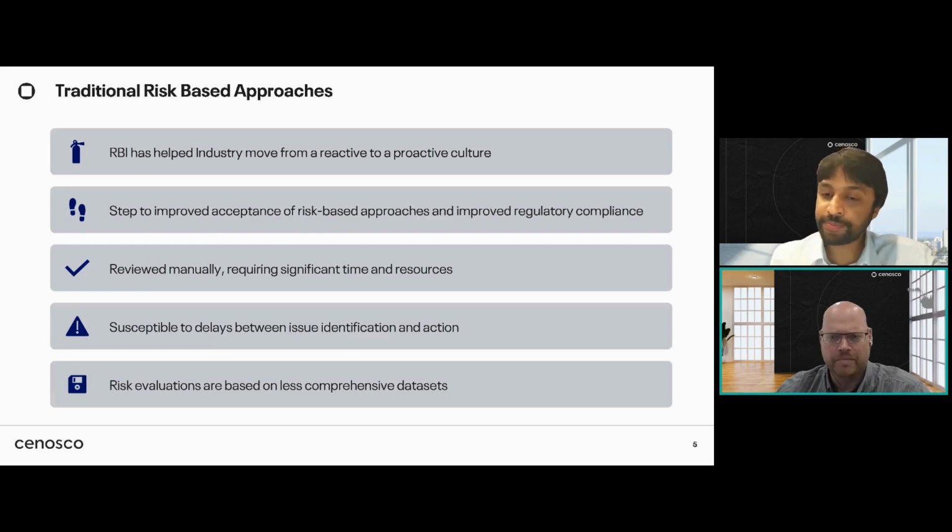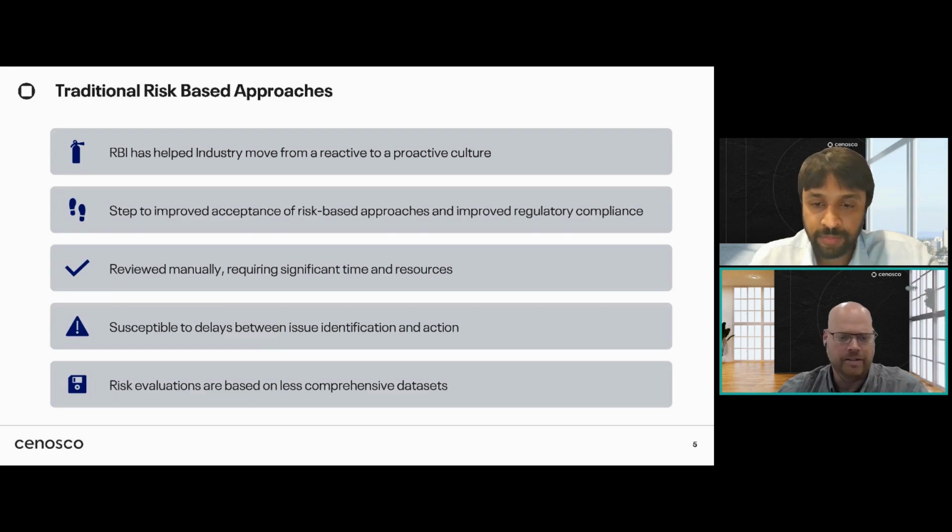So from that perspective, changing the culture of industry, moving from those time-based inspections to either qualitative, quantitative, semi-quantitative, whatever it might be, has definitely been a good motivator to improve that cultural maturity.